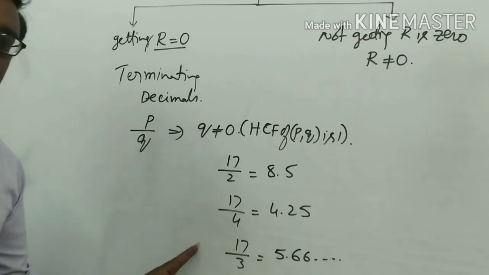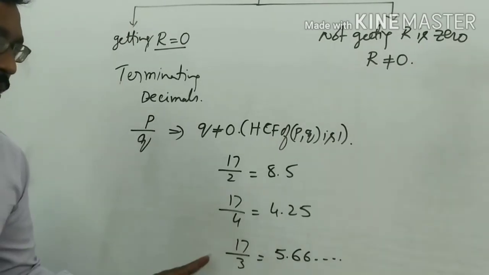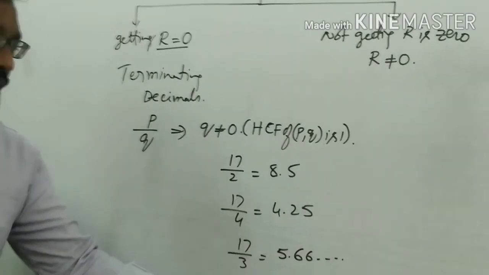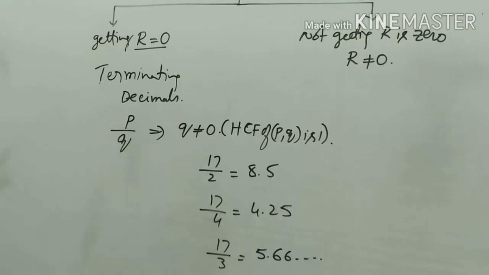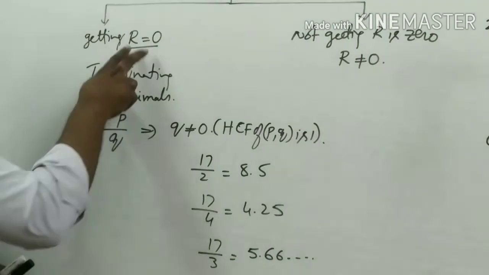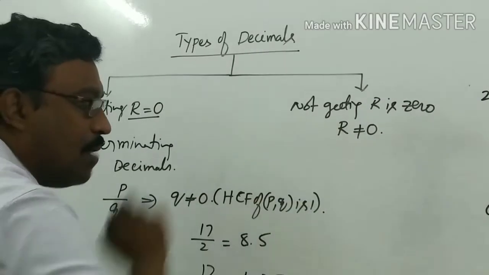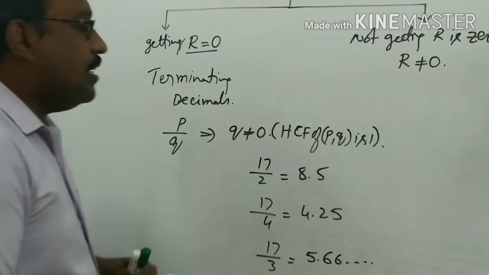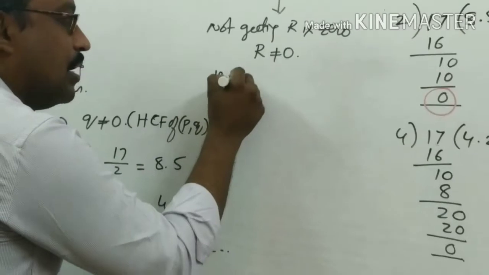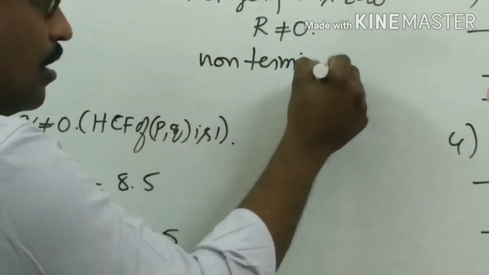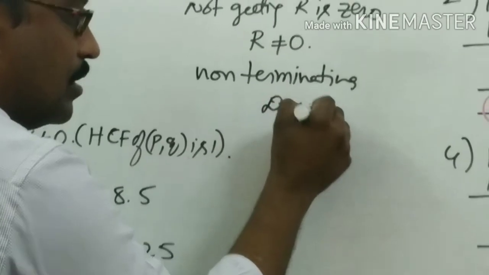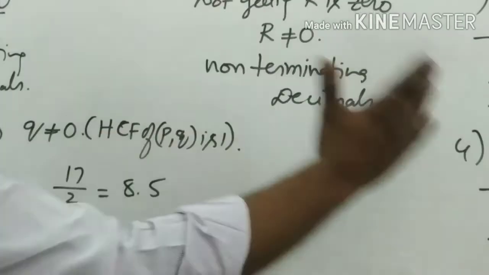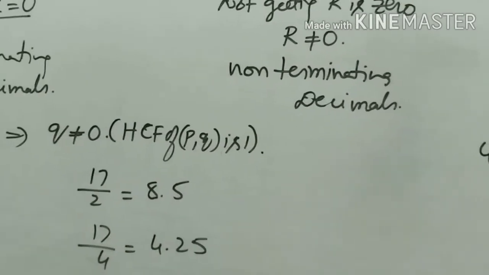In these rational numbers, some are terminated, some are non-terminated. That means the decimal stops here, or it never stops. So, decimals are categorized into two parts: getting remainder 0, not getting remainder 0. Getting remainder 0 are called terminating decimals. Not getting 0 is called non-terminating decimals. Before going to non-terminating, first we will complete terminating decimals.